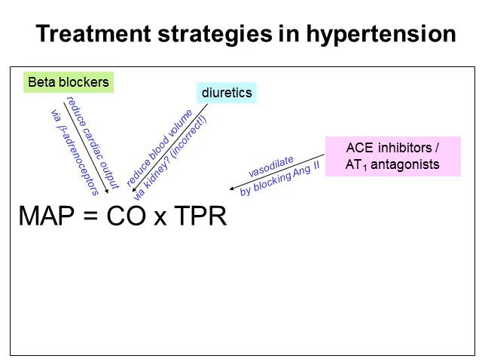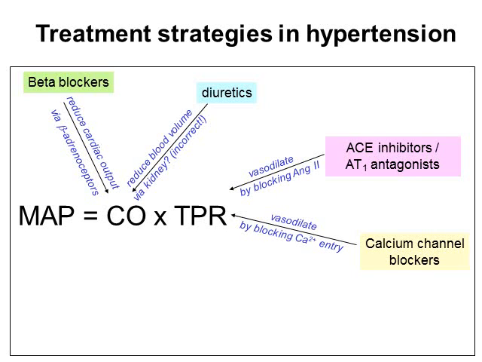ACE inhibitors or AT1 antagonists are also effective. They cause vasodilation by blocking angiotensin II, which in turn allows those blood vessels to dilate. That reduces the total peripheral resistance. We can also cause vasodilation by blocking calcium entry with calcium channel blockers. Again, that will affect the TPR and will reduce the blood pressure.